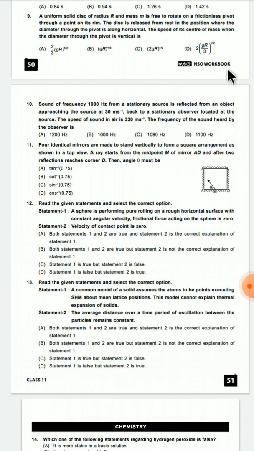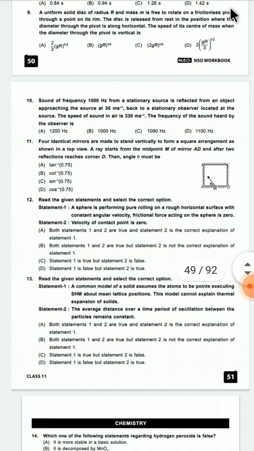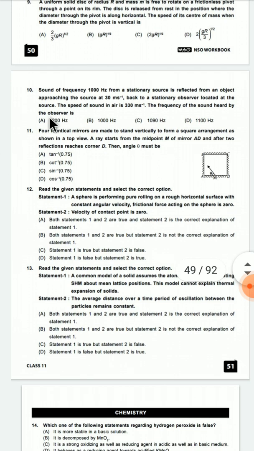Okay. Question number 12. Read the given statements and select the correct option. Statement 1: A sphere is performing pure rolling on a rough horizontal surface with constant angular velocity. Frictional force acting on the sphere is 0. Statement 2: The velocity of the contact point is 0. The options are given as in assertion and reason type questions.